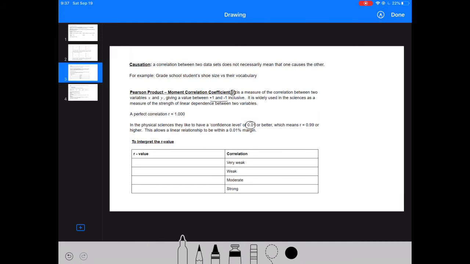So the values that correspond to the quantifiers of correlation, this is also on page 326 in your textbook. An R value between 0 and 0.25 is very weak. Between 0.25 and 0.5 is weak. 0.5 to 0.75 is moderate. And then anything above 0.75 would be strong.